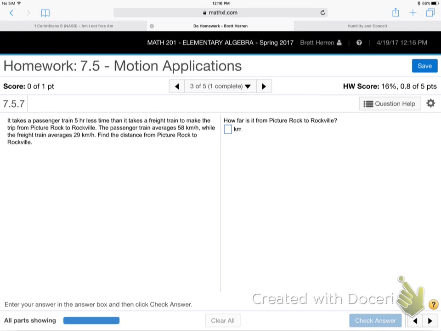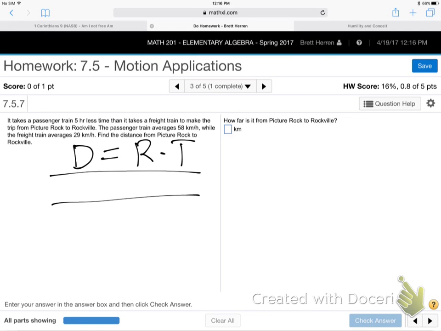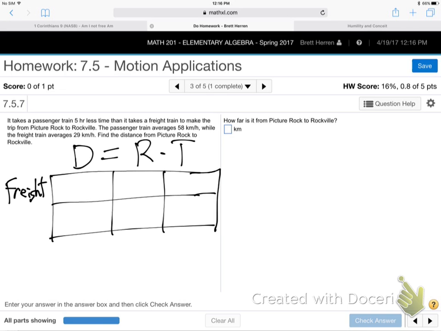All right, so travel, distance equals rate times time. We have what? We have freight and a passenger. Freight and passenger. All right, so give it a try. Remember what you got to do. Step one, you've got to get 4 boxes, right? So get 4 boxes from the words.